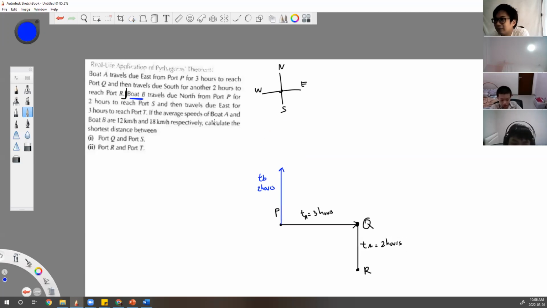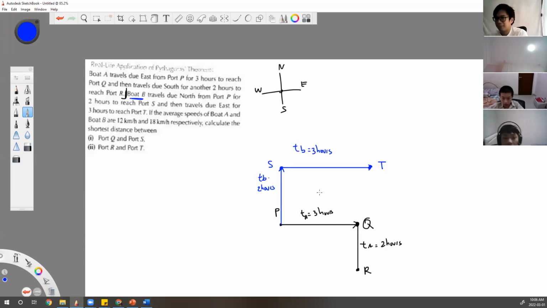And then to reach port S. Okay, this is port S. There you go. And then travels due east, go right for 3 hours to reach port T. Okay, 3 hours. Until port T. This is time of B equals 3 hours. Oh, no. It was already given.